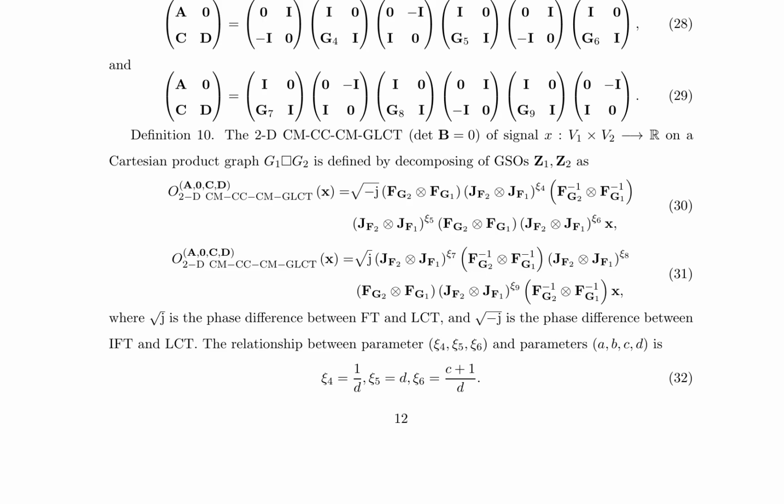Overall, this research paper presents a comprehensive study on the decomposition of 2D GLCT on Cartesian product graphs, which has important implications for signal processing and graph signal processing. The proposed methods provide a new perspective on the decomposition of 2D GLCT and can be applied to various fields such as image processing and graph-based signal processing.